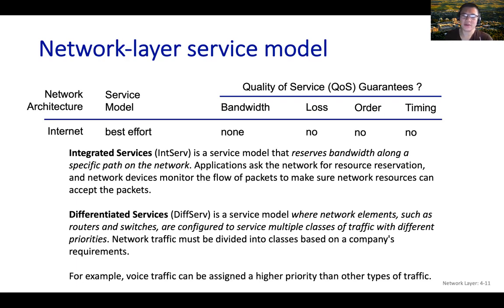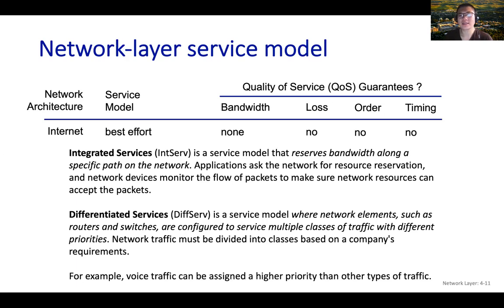So I list other models. I don't mean you to remember every detail of the different service models or quality of service here, but just to give you an idea that there is something different from the general internet. There is an integrated service that can reserve bandwidth along a specific path on the network. You just reserve the bandwidth because it needs to be used for another application or special application, right?